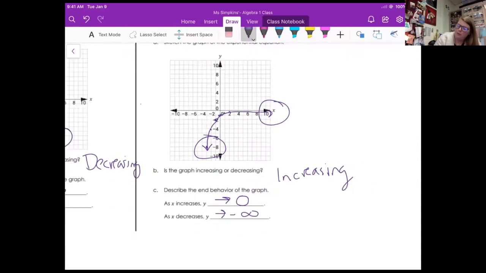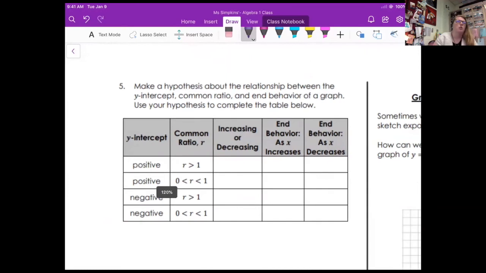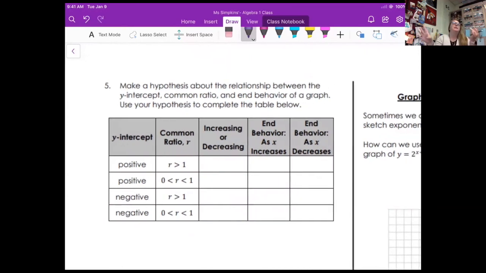Okay, we're just going to summarize all of that information, the four different types of graphs, in this table, so that you can look back at it if you need to. So when we have a positive y-intercept and the common ratio is bigger than 1, not a fraction, and this is the first graph we made, it was increasing. On the right-hand side of the graph, y was going towards infinity. And on the left-hand side of the graph, y was going towards 0.